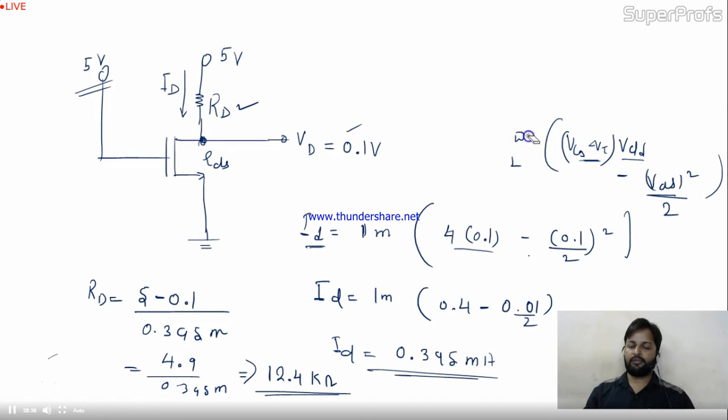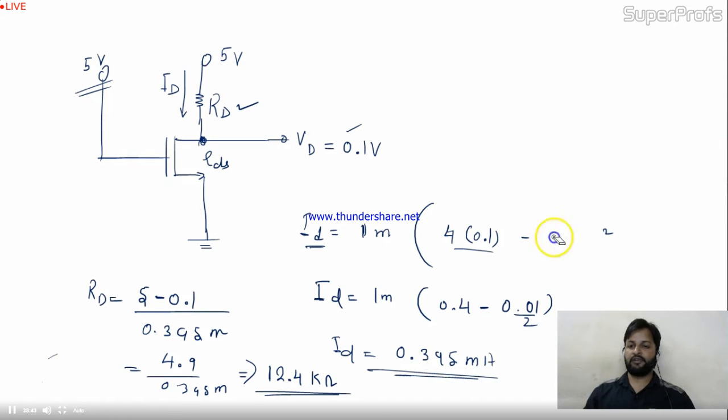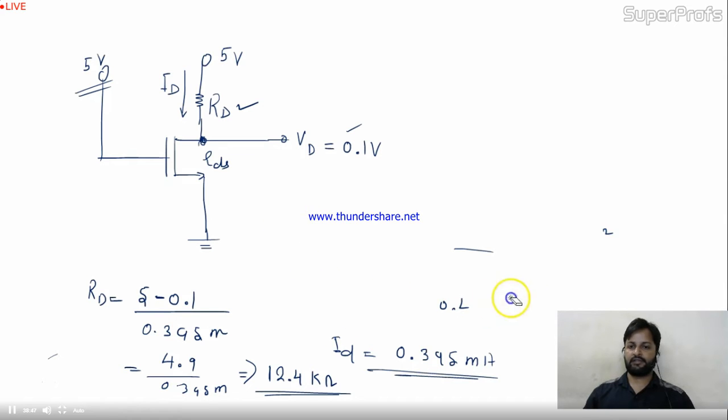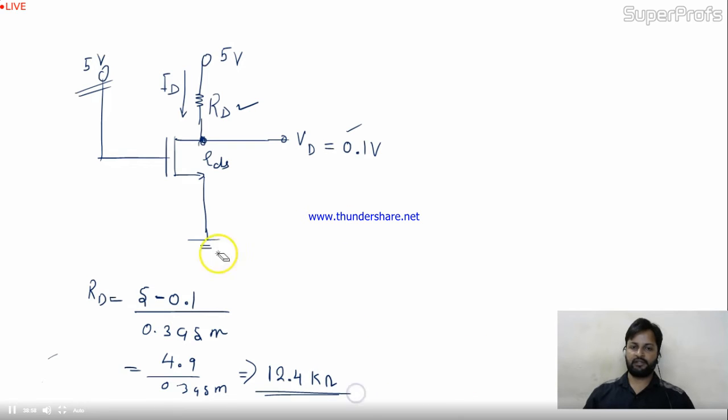ID is equal to mu n CoX W by L inside (VGS minus VT) into VDS minus VDS whole square by 2. Correct? And for the saturation region, mu n CoX W by L by 2 also, and inside (VGS minus VT) whole square. Now RDS.